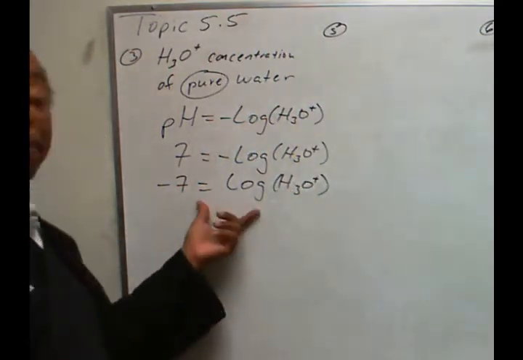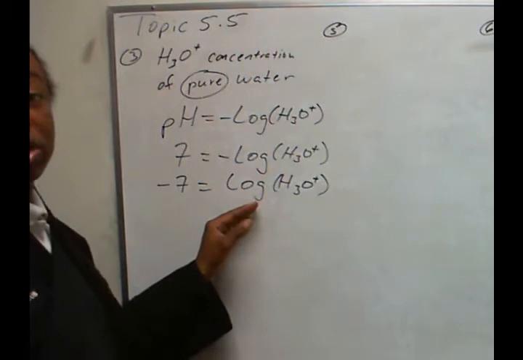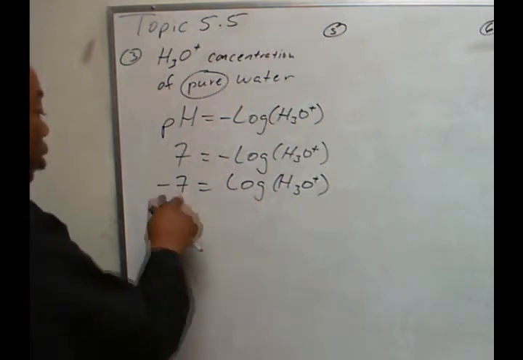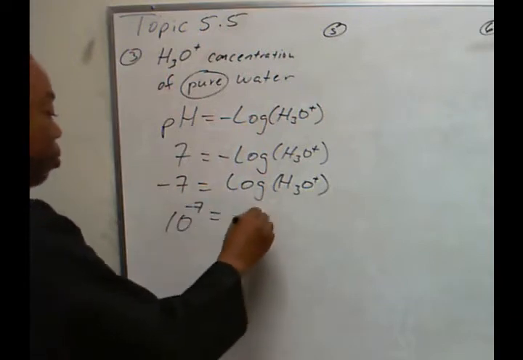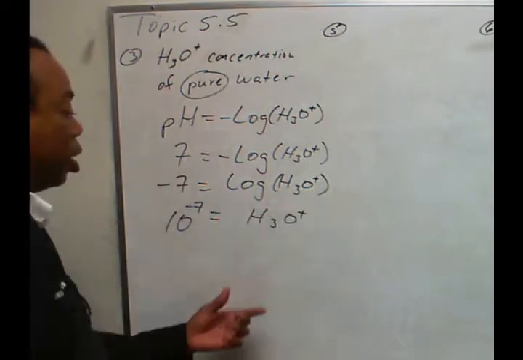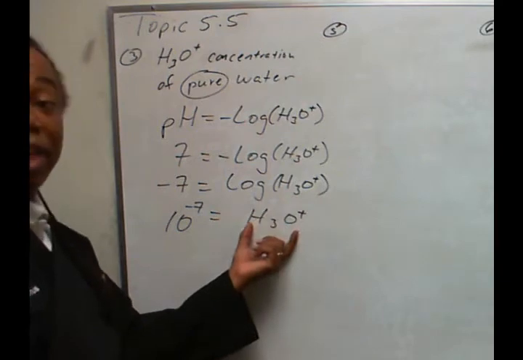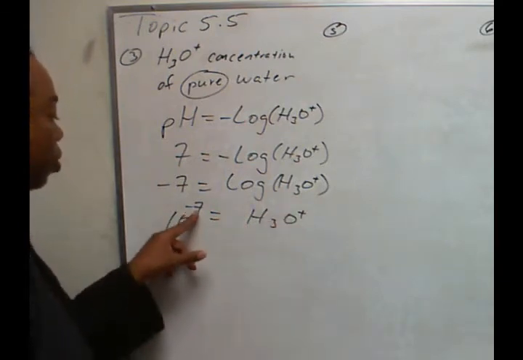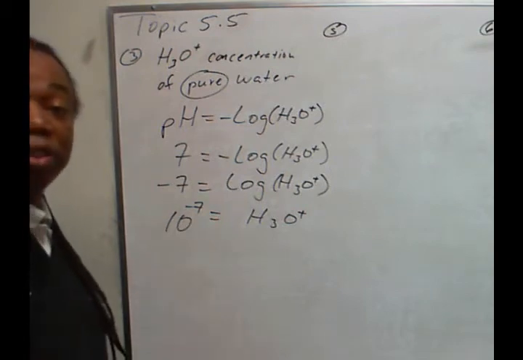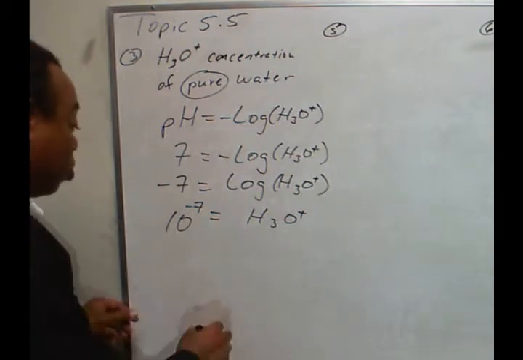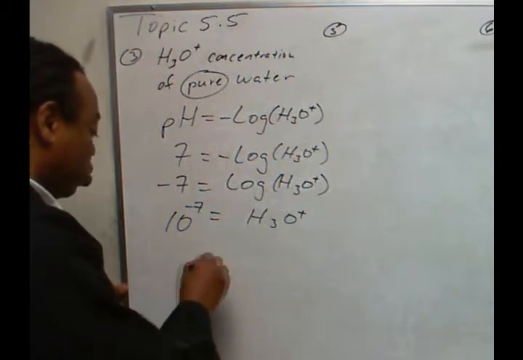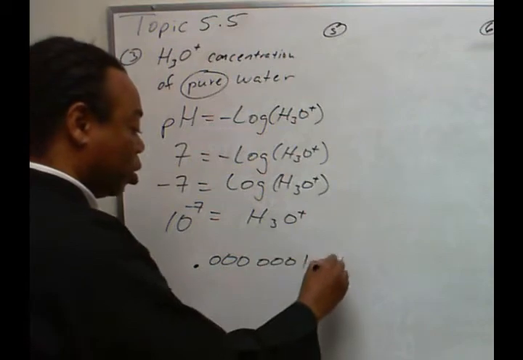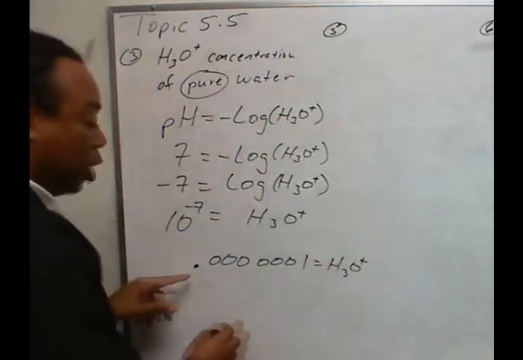From here, we're going to use property number 1 to get rid of the logarithm, which says that we use the base of this logarithm, which is base 10, and this as a power, to equal the argument, or the inside of the logarithm. So 10 to the negative 7. This simply means there will be a total of 6 zeros in front of the number 1: 1, 2, 3, 4, 5, 6, and then the number 1. And that's the H3O concentration.